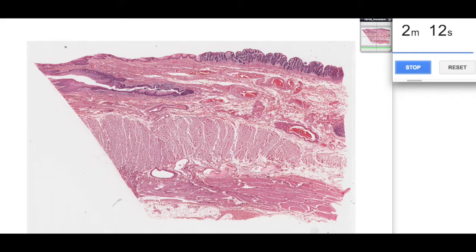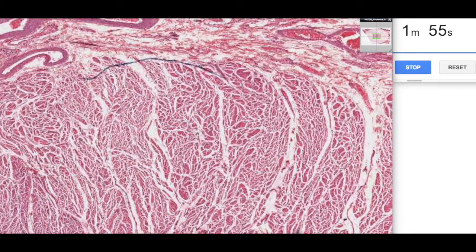The other big feature here is if we have a look at this inner circular layer of the tunica muscularis, you can see it starts off relatively small but then increases into this large thick layer here. This is actually the internal anal sphincter. So this is a thickening of this layer of the smooth muscle.